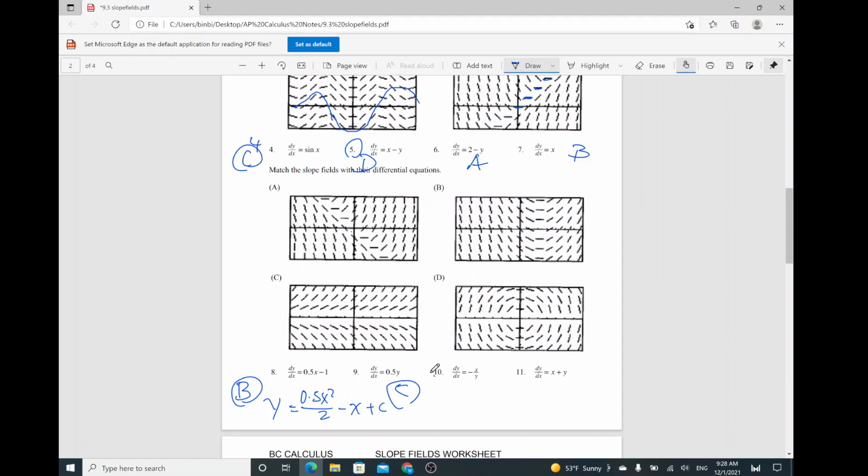So most likely, for number 10, it's going to be the equation of a circle. There's a way to integrate it, by separating the variables. We haven't gone over that yet, but we will touch base with the integration, separating the variables.